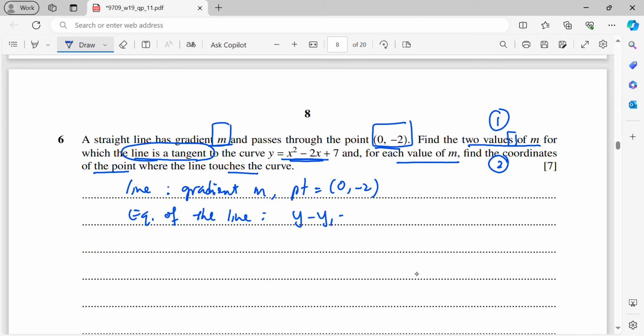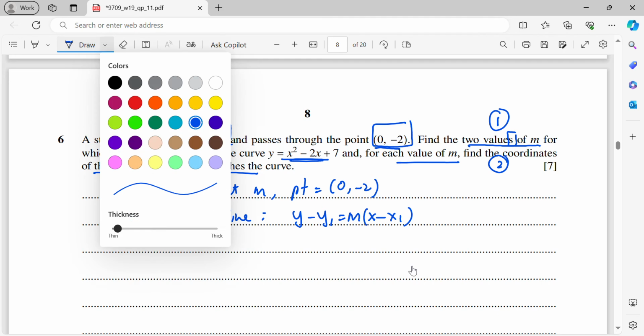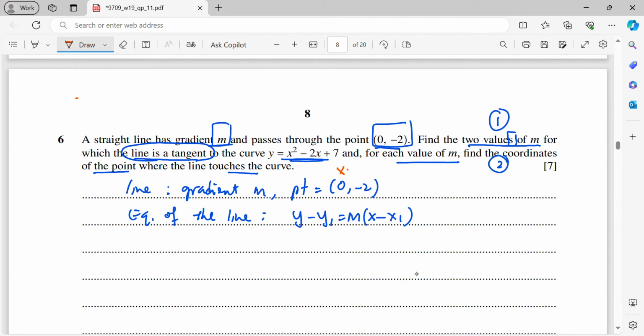y minus y1 equals m bracket x minus x1. So my x1 is 0, my y1 is -2. Now you will write y minus -2 equals m bracket x minus 0. So from here I will get y plus 2 equals mx. Hence y equals mx minus 2. I let this be the first equation.